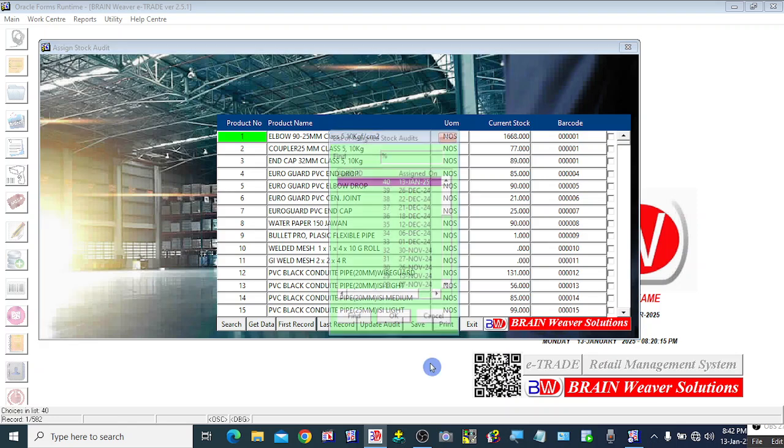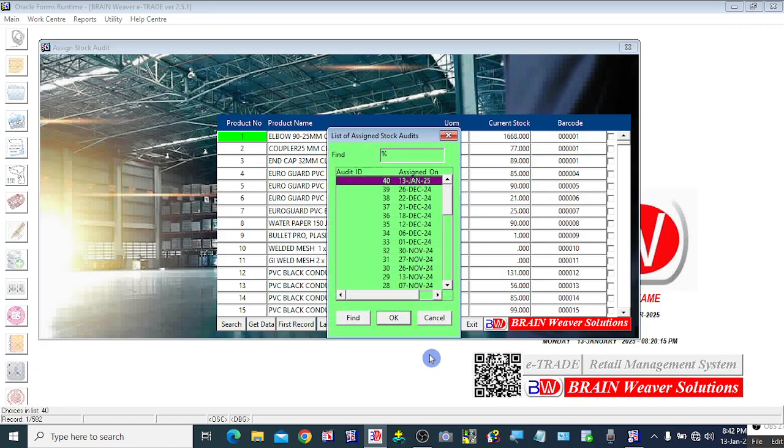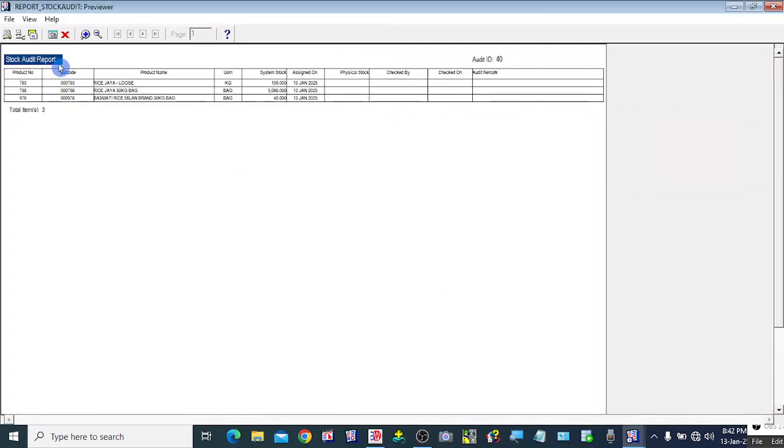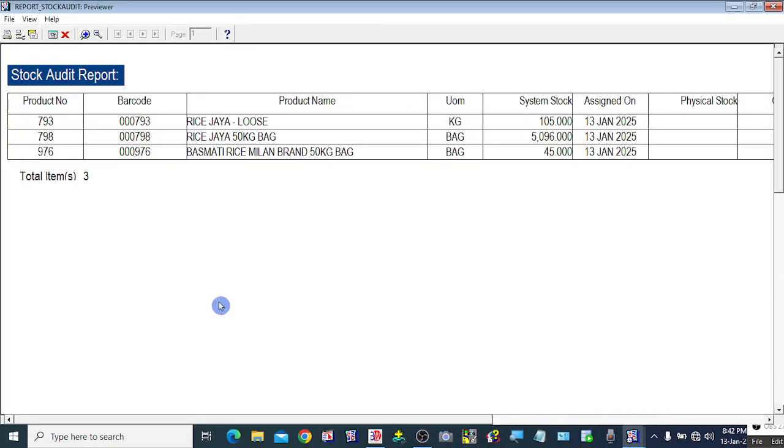By clicking this print button, whatever emergency stock audit you have created will appear in this list. The recent one will be displayed at the top here, on today's date, 13th January 2025. The audit ID number is 40. Choose that one. System will display or create a report like this.